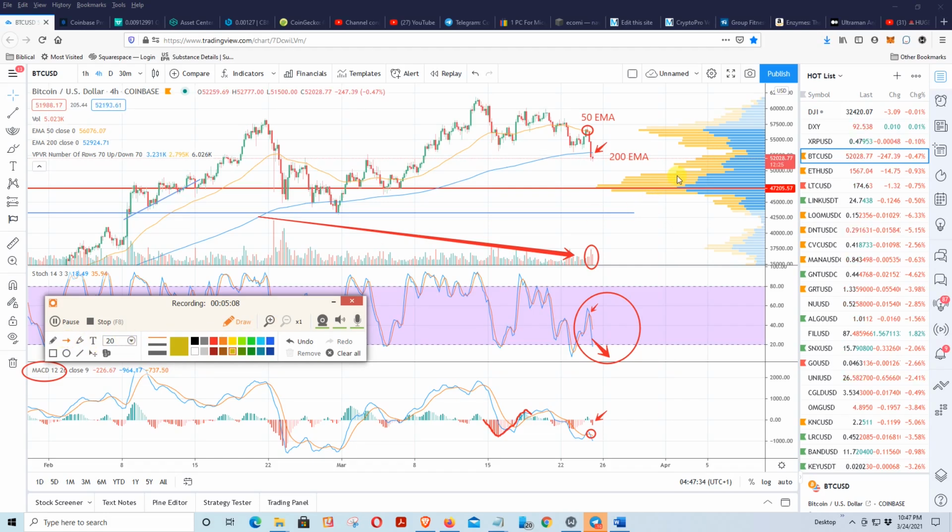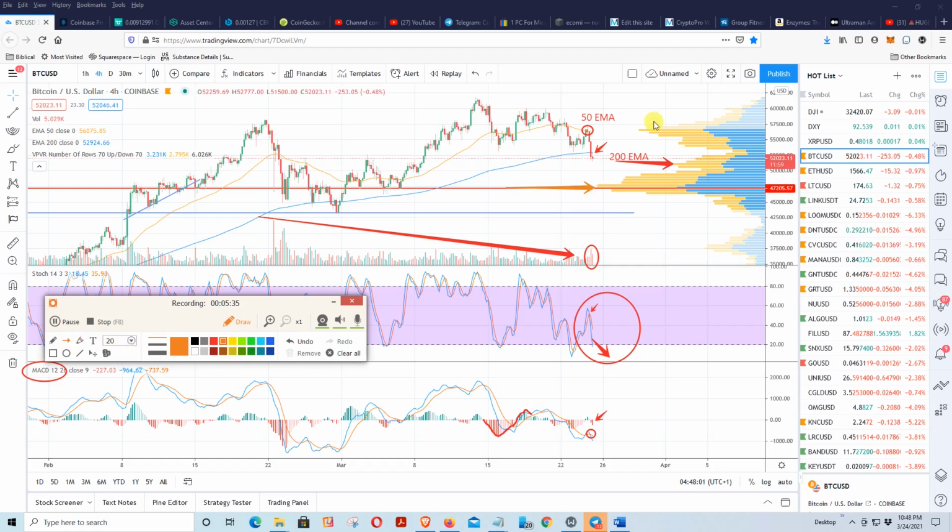We could dip down here to about maybe the 50,000 level at this volume node right there. But I don't know if we're going to hold that because this MACD looks weak, and then the stochastic is very severely dropping, and we're going down into the oversold zone. So the next possibility is the point of control, POC, right there at $47,000.